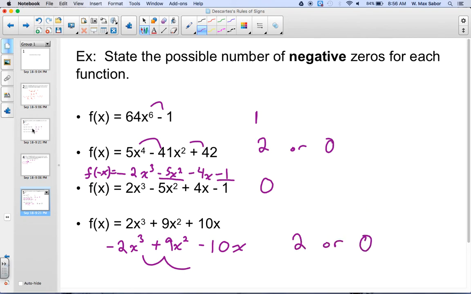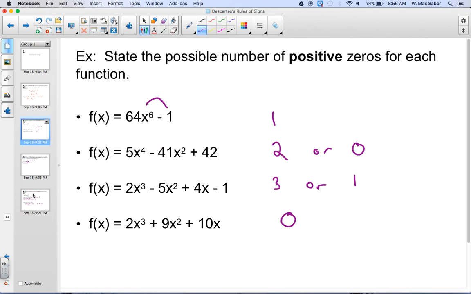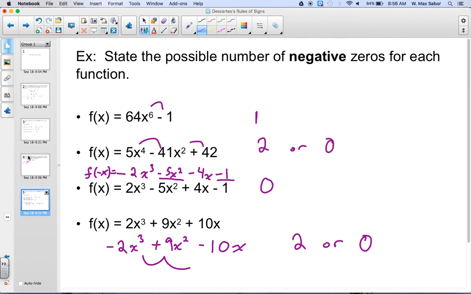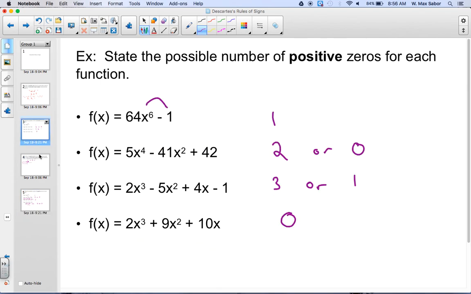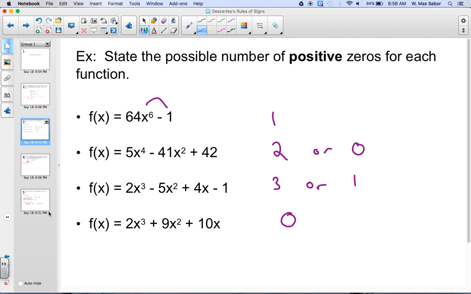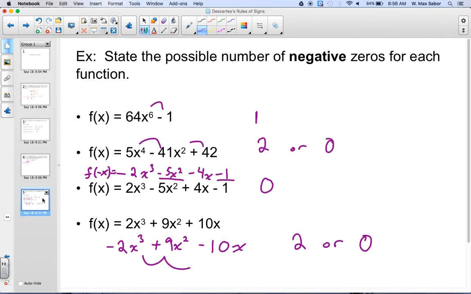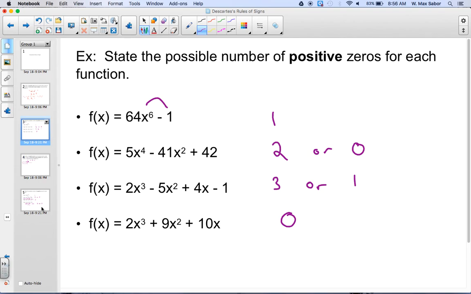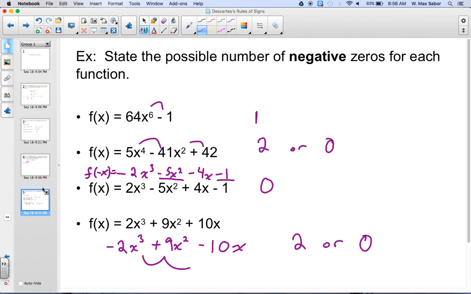So the first one has 1 positive zero and 1 negative zero. The second one has 2 or 0 positive zeros and 2 or 0 negative zeros. The third one has 3 or 1 positive zeros but doesn't have any negative zeros. And the fourth one has no positive zeros but could have 2 or 0 negative zeros. So that's Descartes' rule of signs.